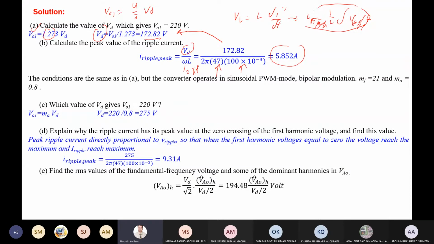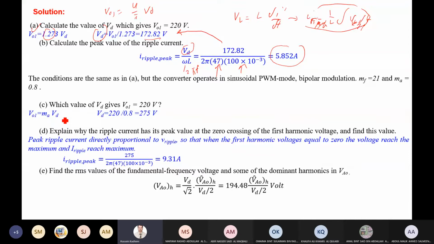Okay. Now, the second part, he told me to use the same inverter, but now change it, rather than square wave, use pulse width modulation, bipolar modulation. He told me that MF is 21, MA is 0.8, solve it. You remember, the formula is VO1 equal MA VD.